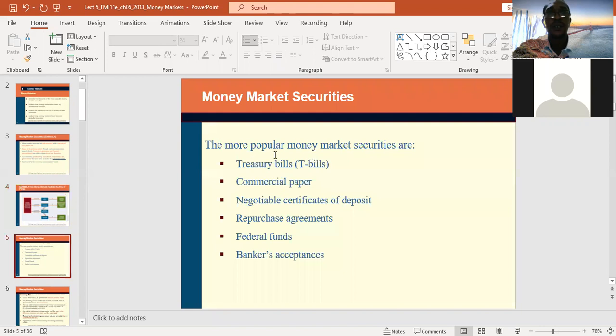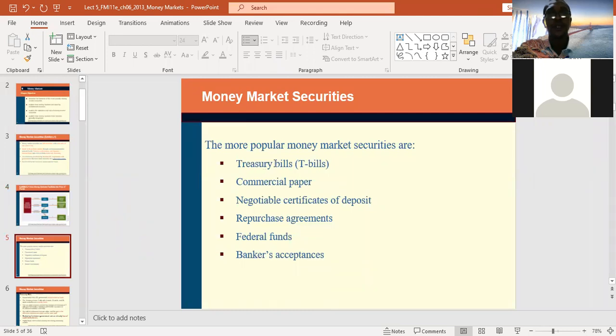These are the list of popular money market securities: Treasury bills, commercial paper, negotiable certificate of deposit, repurchase agreement, federal funds, and bank acceptances. So 1, 2, 3, 4, 5, 6. So we'll look at them one by one. So starting with the Treasury bills.